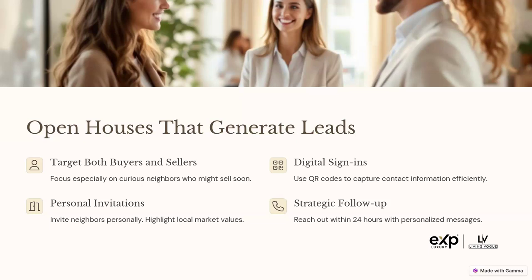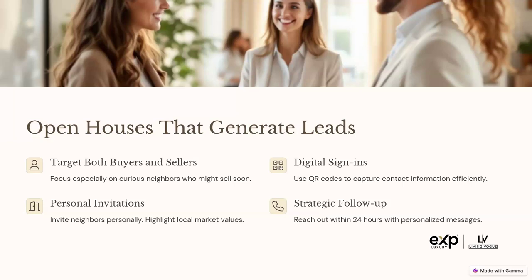Most agents, when they're doing an open house, will make it active on the MLS, which does feed out into Zillow, Realtor, all those sites. But what else are you going to do to generate some interest and really get people in the door? One of those things is making sure that you're going out to the neighborhood and letting them know about your open house.